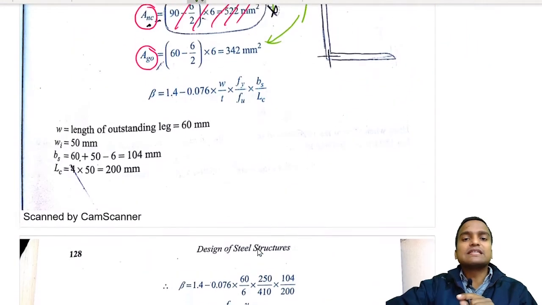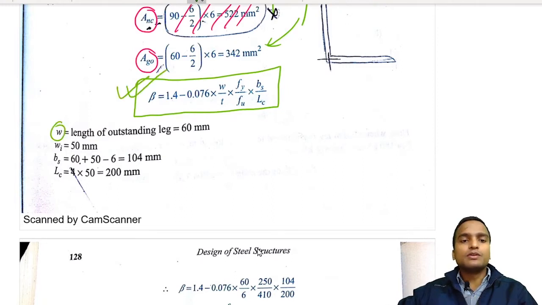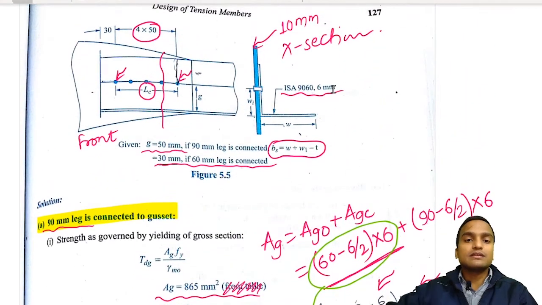Since this is an angle section, we also have to calculate the value of beta, and beta can be written from the IS code. This is the formula. W is the length of the outstanding leg and it is 60 mm. What is the value of WI? It is 50 mm. Why 50 mm? We can see WI is the distance between the root, this is the root, to the bolts. So here this value is the gauge, and this gauge value will become the value of WI, 50.